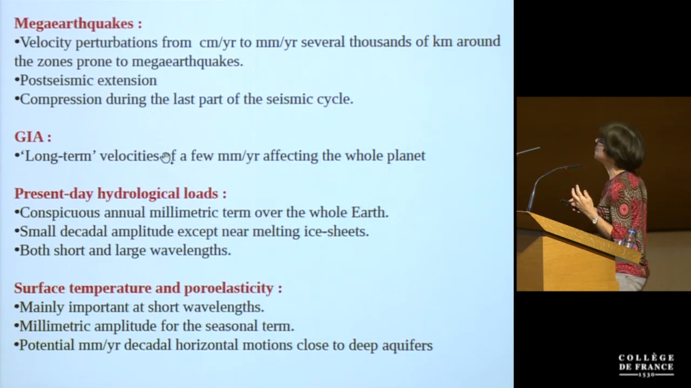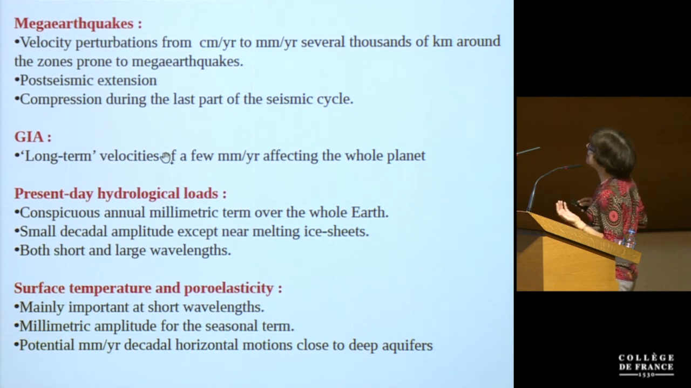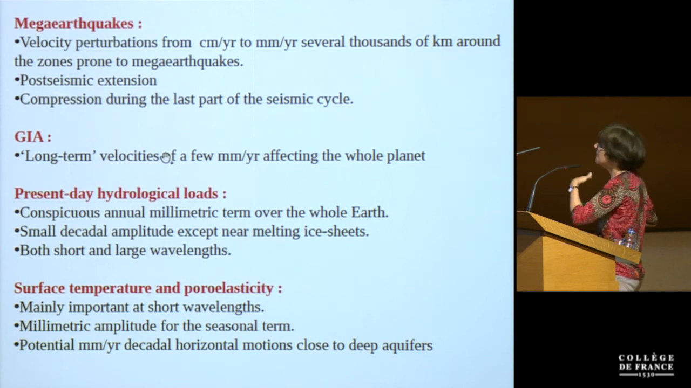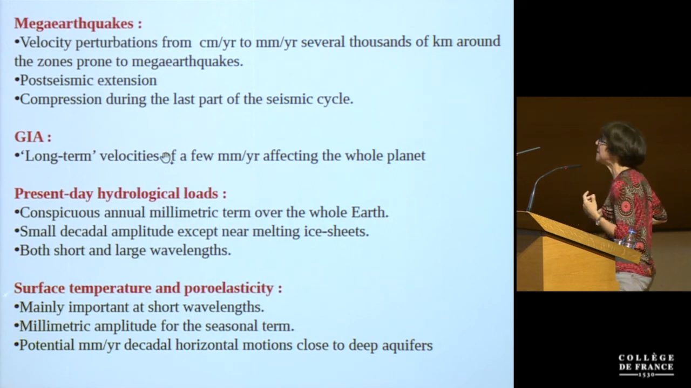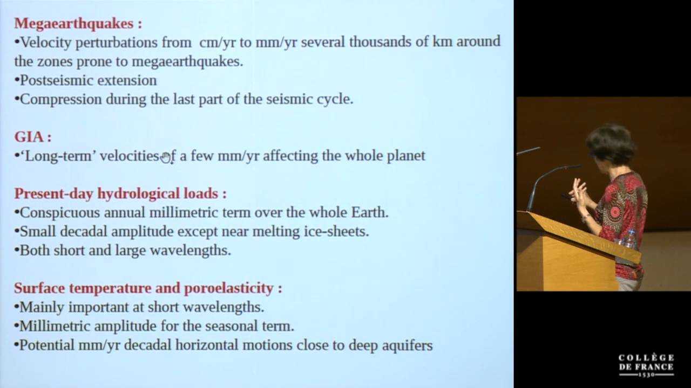So this is a summary of what we saw here. Big earthquakes induce velocity perturbations from centimeters at a few hundred kilometers from the trench to millimeters per year. And the perturbation is not only after earthquakes, it's during the whole seismic cycle. GIA induces perturbations of a few millimeters per year. The present-day hydrological signal induces smaller, decadal perturbations except close to ice sheets, and the superficial internal strains induce mainly short-wavelength features.